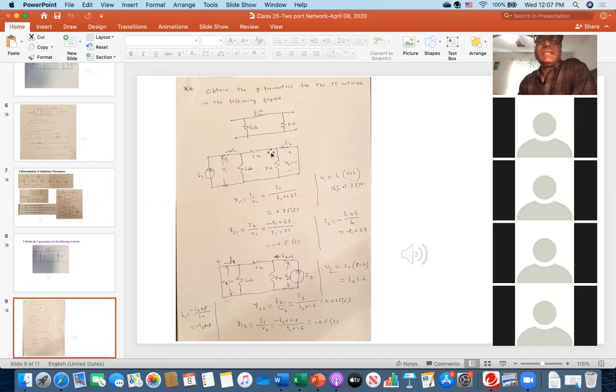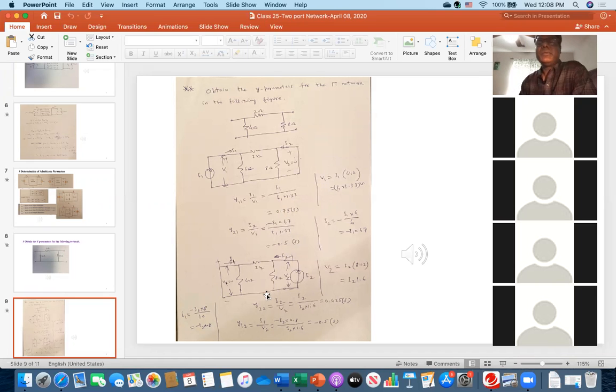Everybody, could you follow this calculation? Please try to understand. This is very important. So I am assuming everybody is understanding.